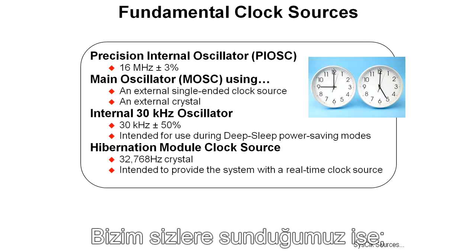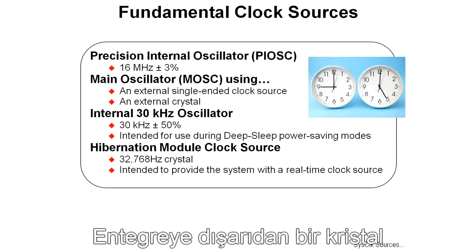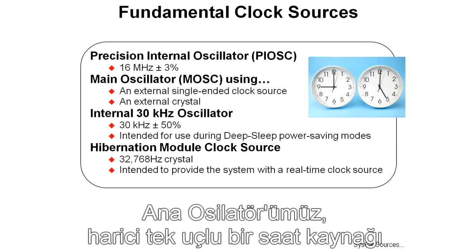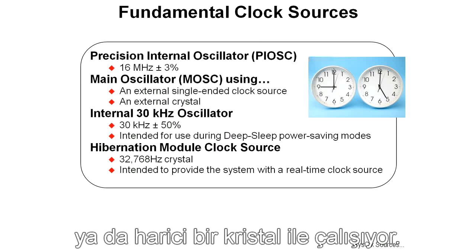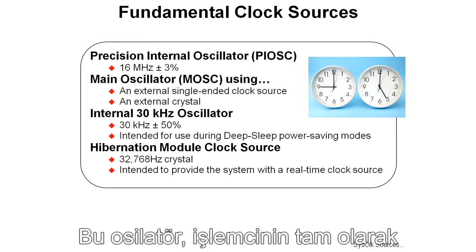So what we offer you is a precision internal oscillator, which is a 16 megahertz oscillator, plus or minus 3%. You do not have to include any crystal or clock source on the outside of the device. We have a main oscillator that uses an external single-ended clock source, or it can use an external crystal. We have an internal 30 kilohertz oscillator. This is a 30 kilohertz plus or minus 50% oscillator.